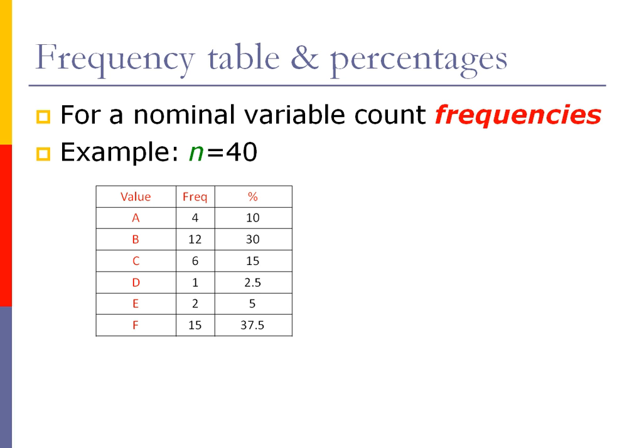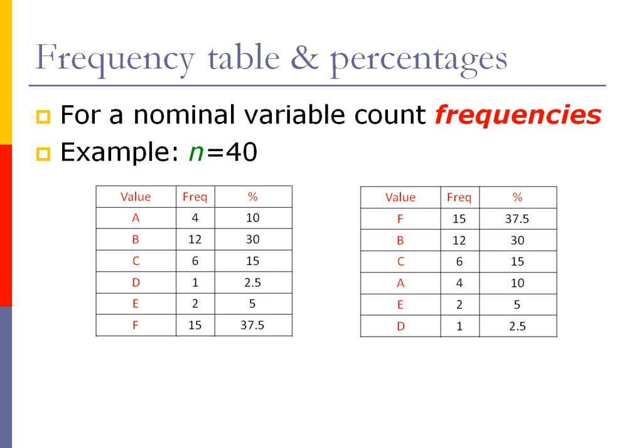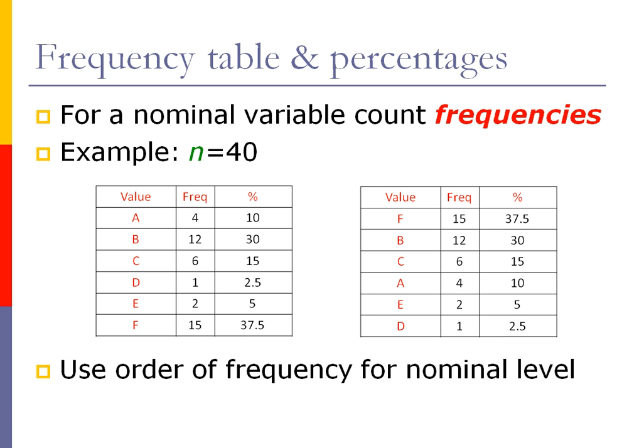So in this situation, what we may want to do instead is reorganize the table so that the values are listed in their order of observed frequencies. So we're going to put F first, which was observed 15 times, then B, that was observed 12 times, and so on until little poor D, that was observed only once, under a rare condition or someone really extraordinary. So either way, what we want to do is use the order of frequency if we're going to work with the nominal level.